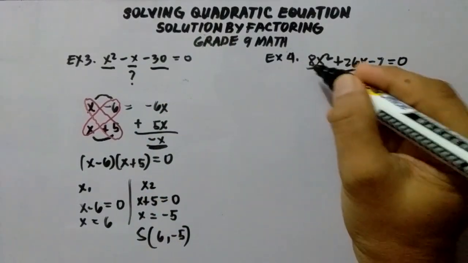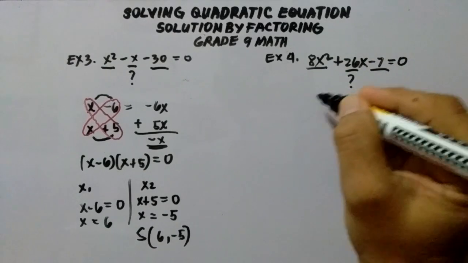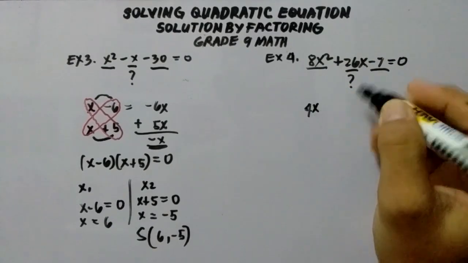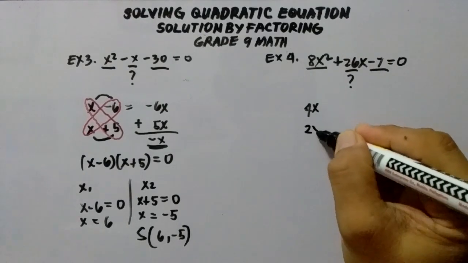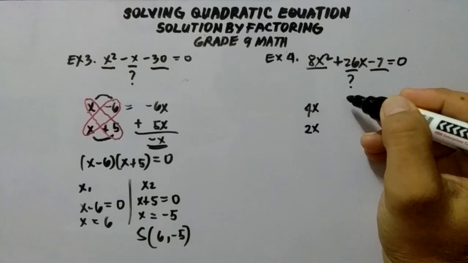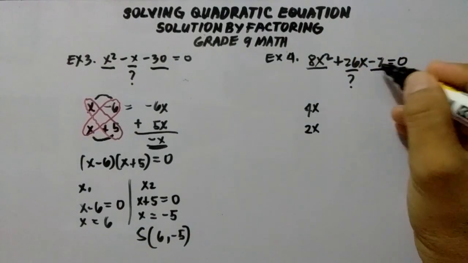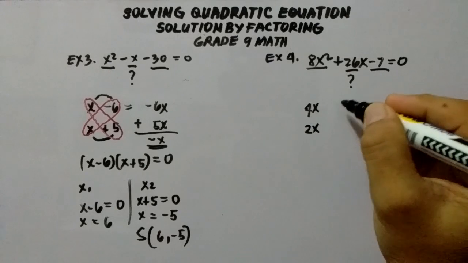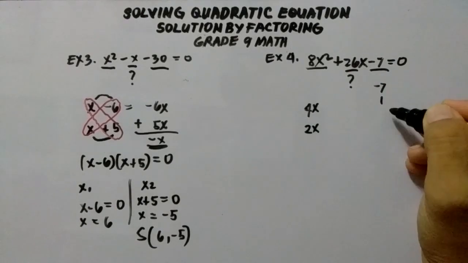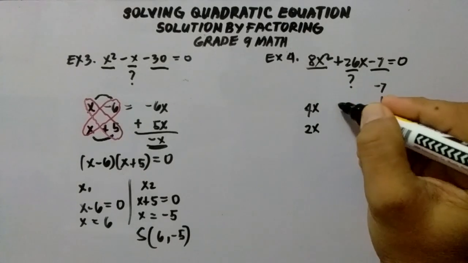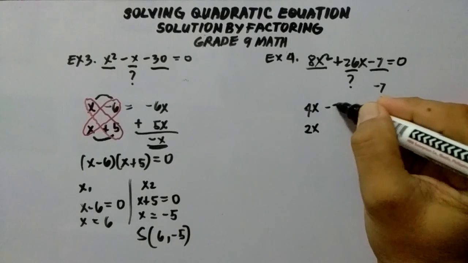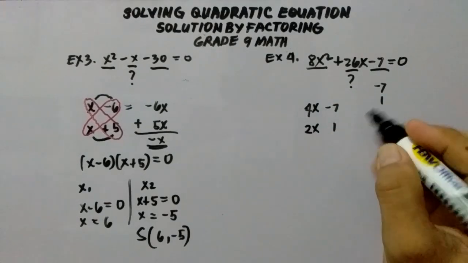Okay, so yung format po natin, kayahin lang po natin ito. So, factors ng 8x squared. So, we have 4x, then times 2x. Okay? So, 4x times 2x, we have 8x squared. Okay? So, kunin natin ang factors ng negative 7. Okay? So, we have negative 7 and positive 1. Okay? So, ilagay po natin dito sa kabila. Negative 7 and positive 1.